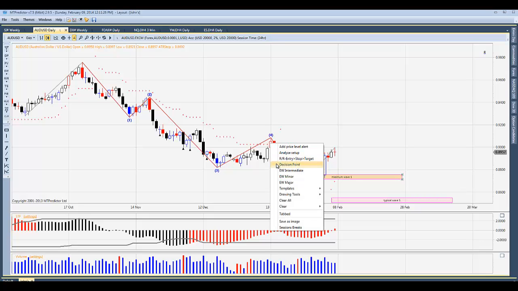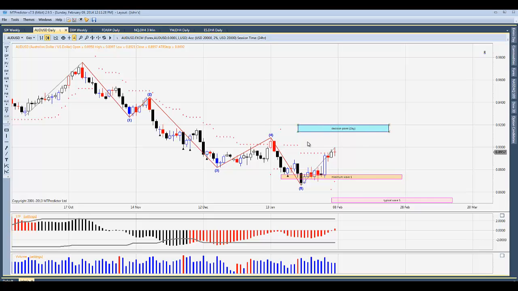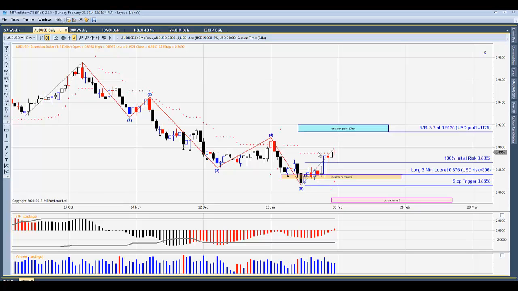So we're going to take our decision point here, use our risk reward tool, entry, stop, target. Alright, software says if I wanted to do this, it would be 3 mini lots. In this case, this is a 4x pair. Risking $300. The target I've chosen is 3.7 times the initial risk, so that would be about $1,100 if I get to the target. Low risk, high reward, just using the Elliott wave to find those low risk, high reward scenarios.